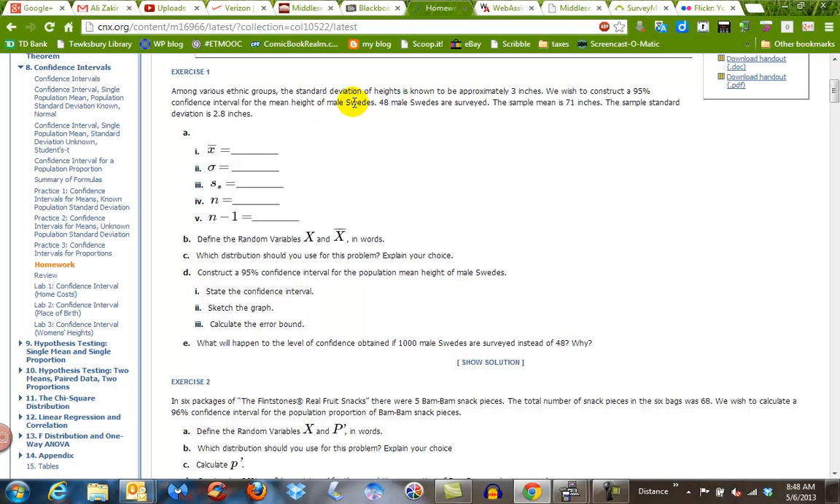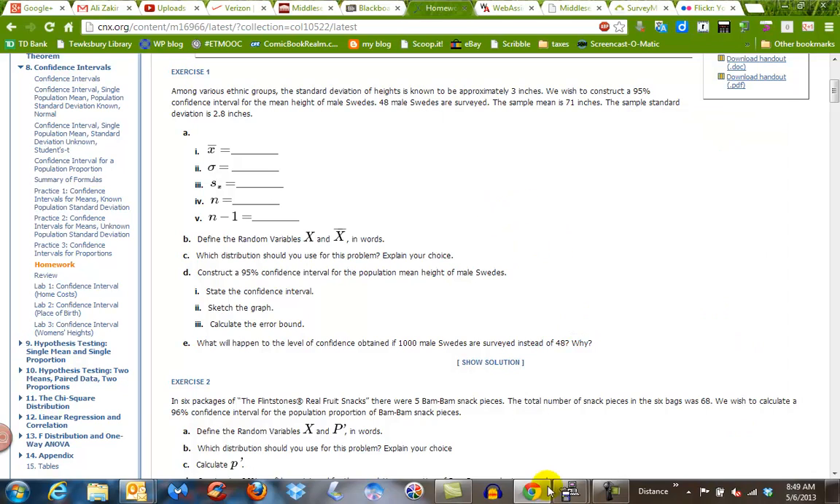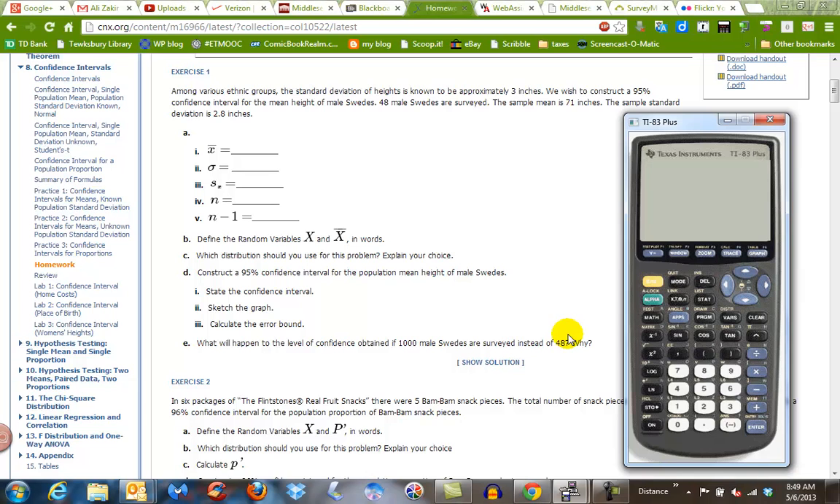We have a mean of 71 inches, and we looked at 48 males. So we fill in this information: x bar is 71, which is our sample mean. Our sigma is 3. Our sample standard deviation, they tell us, is 2.8. We know our n is 48, and therefore our degrees of freedom would be 47. Remember, n minus 1. For a z interval, we don't need degrees of freedom, but for a t-score, we would. I'm going to show you both because we have both pieces of information.